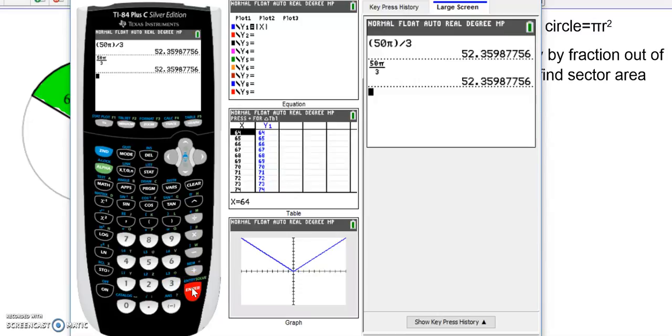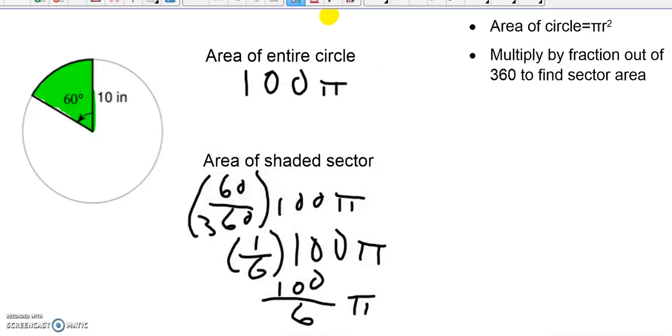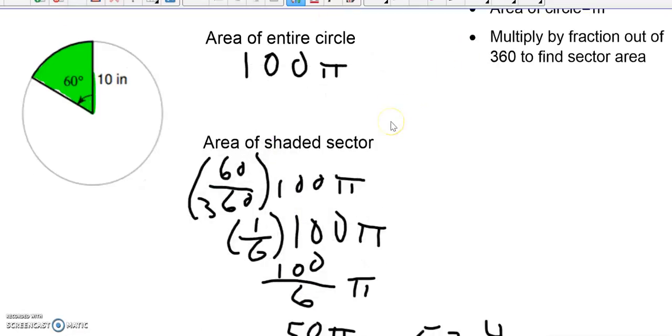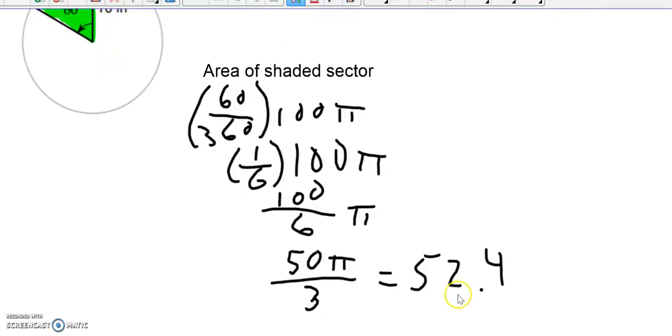You'll see it'll come out the same either way. You're looking at 52.4 for this answer. So this is a completely valid answer. It's just rounded a little bit, 52.4. 50 pi over 3 is the simplified answer in terms of pi. So depending on what you're looking for, either one could be helpful.